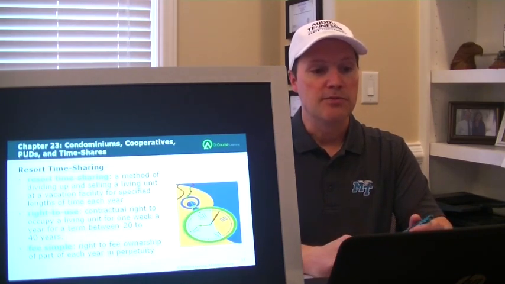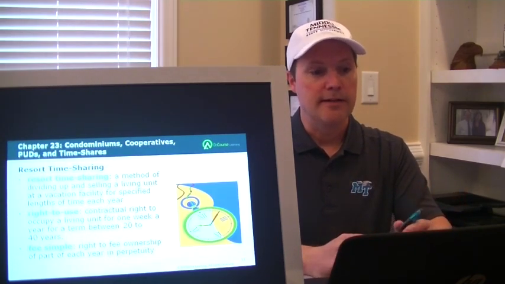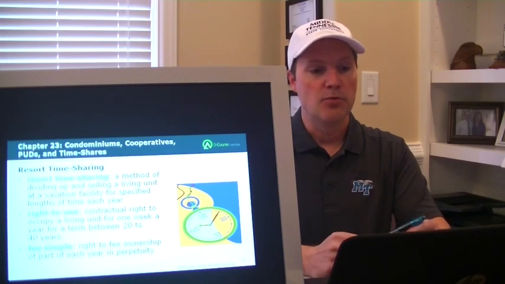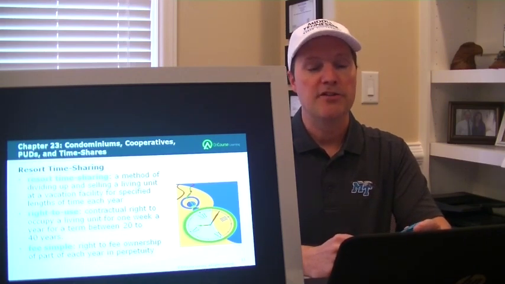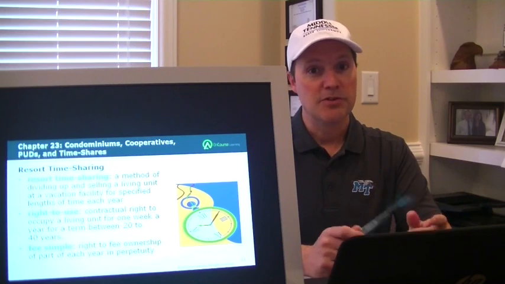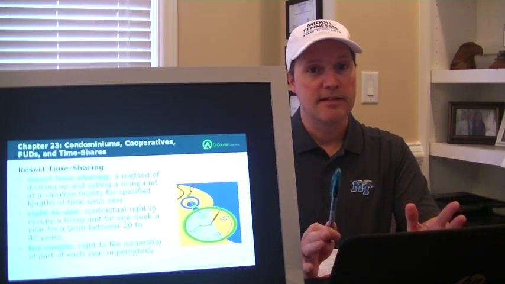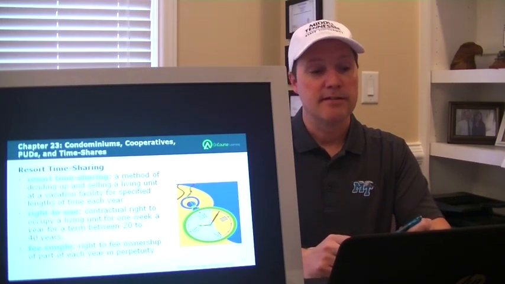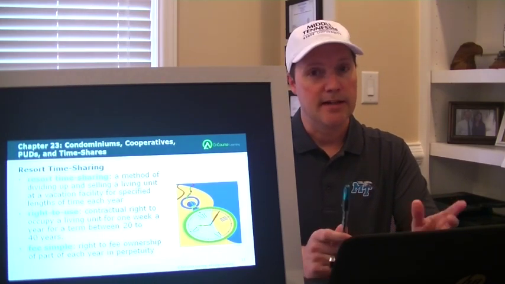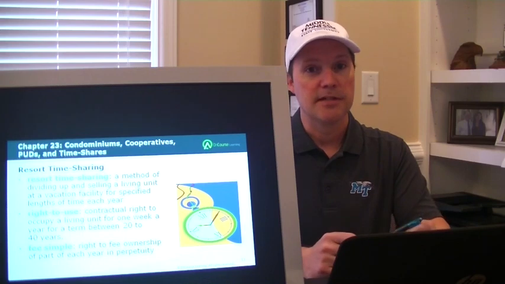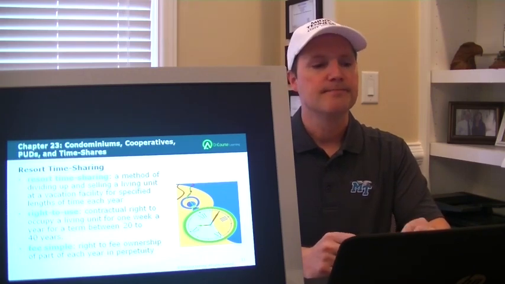So, right to use. This is a contract right to occupy a living unit for 1 week a year for a term between 20 to 40 years. Okay, so once you're in that contract for 20 to 40 years, it's kind of set in stone. Now there's some companies out there that will try to get you out of that timeshare. I don't know really how that works, but it's dealing with the law and everything.